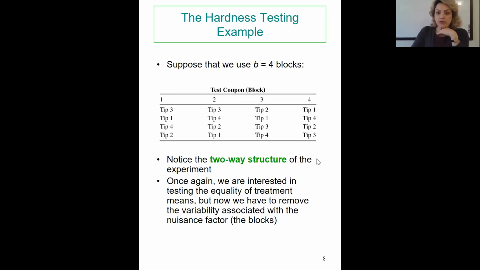And notice the two-way structure of the experiment. Once again, we are interested in testing the equality of the treatment means. But now we have to remove the variability associated with the nuisance factors, like with the block.